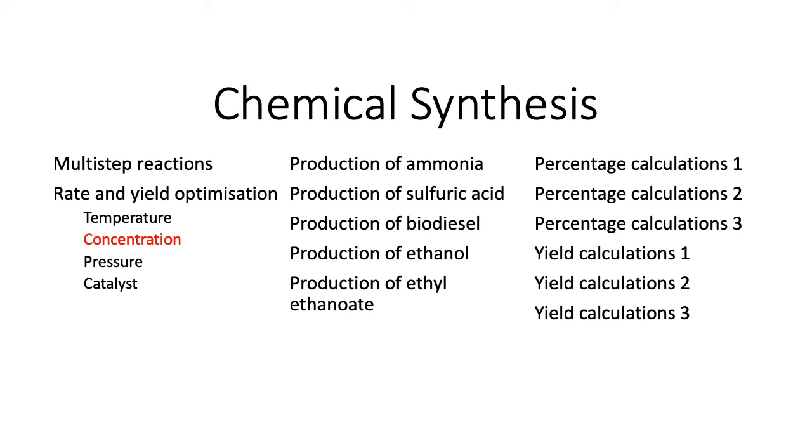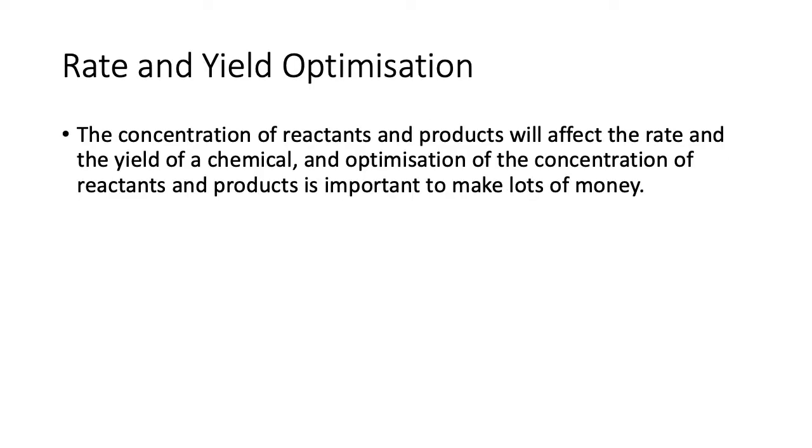we're on to the third video in chemical synthesis, the concentration considerations for rate and yield optimization. Right. So the concentration of reactants and products will affect the rate and yield of a chemical reaction, and optimization of that is important to make money.